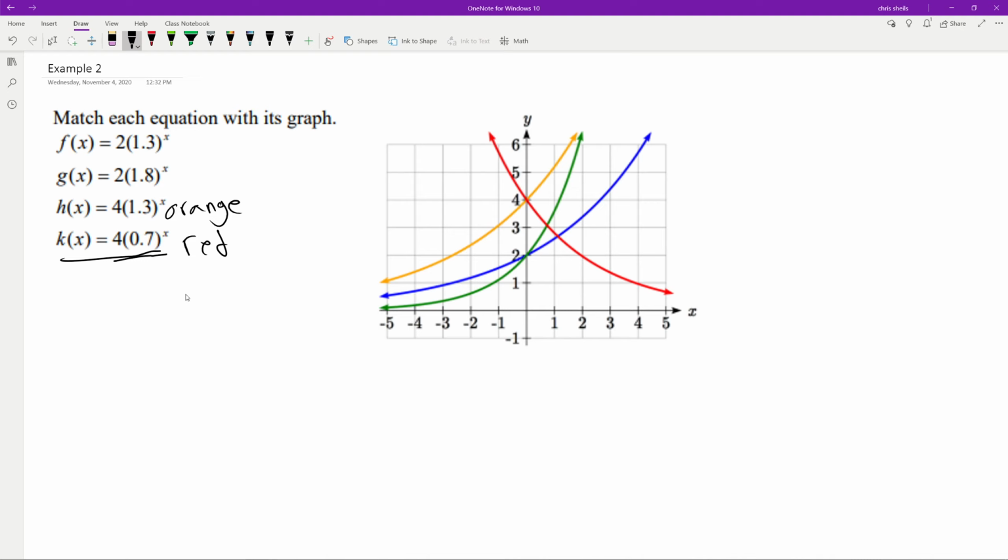Now we're between g of x and f of x. They both have a vertical intercept at 2. G of x should be growing faster, so g of x is going to be the green graph. And this makes f of x the blue graph, because g of x has a larger value of b, meaning that it's going to grow faster.